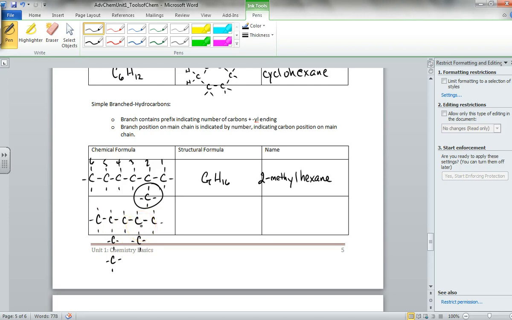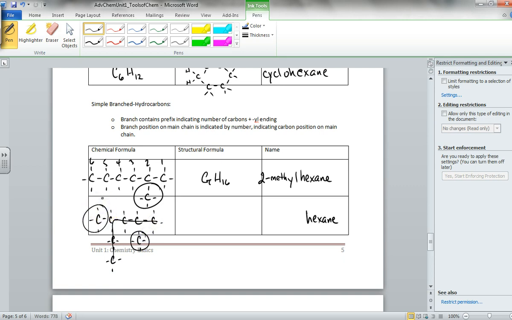But when we name this, what we're doing is we're looking for the longest string of carbons. So if we look at it this way, 1, 2, 3, 4, 5, 6, there are 6 carbons here in a row. So that makes it, again, a hexane. And it has 2 branches. If this is our chain, there's a branch here and there's a branch here.